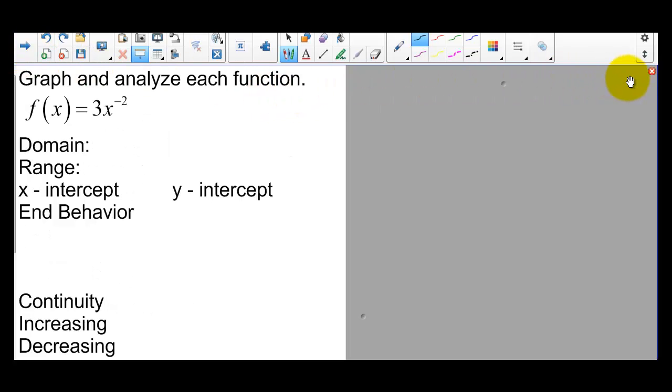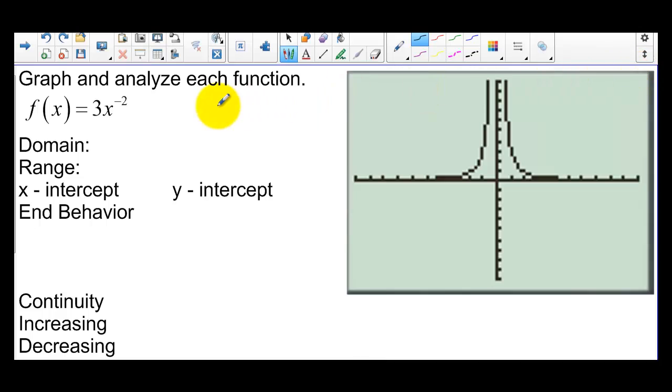Graph and analyze each function. We have 3x to the negative 2, which is the same as 3 over x squared. It's interesting to note that we cannot plug 0 into this function. We cannot allow the denominator to be 0. The domain in this case is negative infinity to 0, and then union with 0 to infinity. So all values except 0. The range is 0 to infinity.